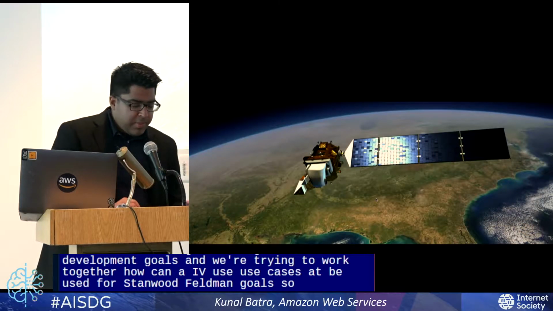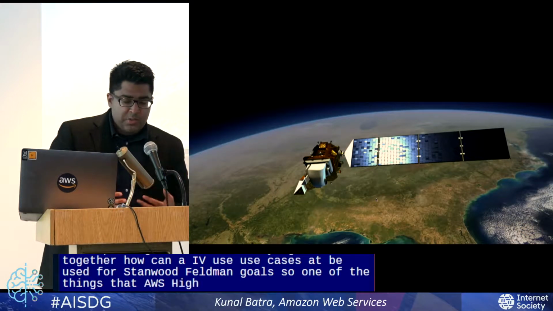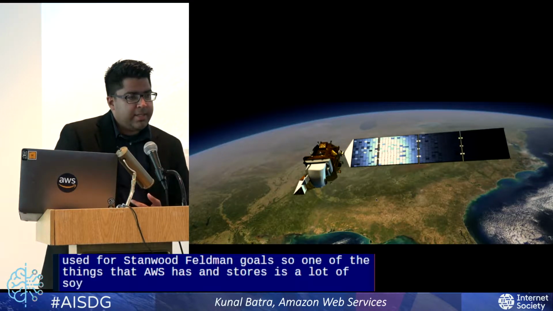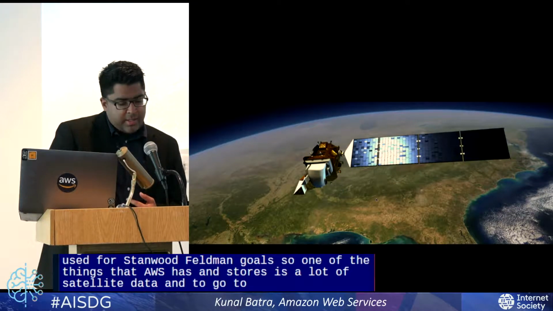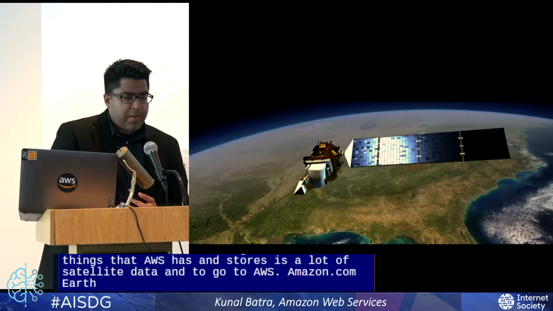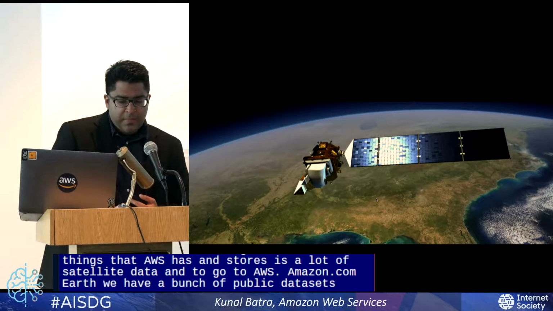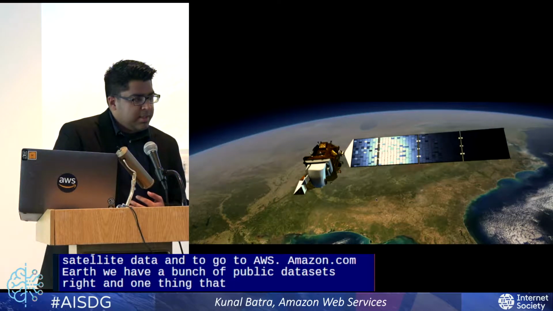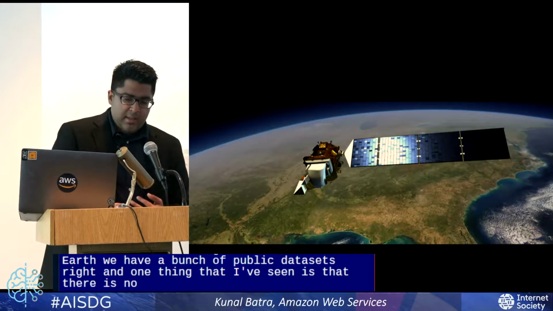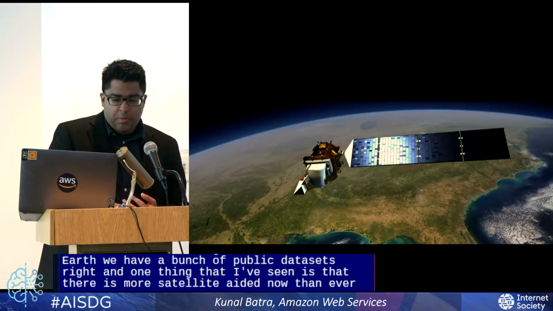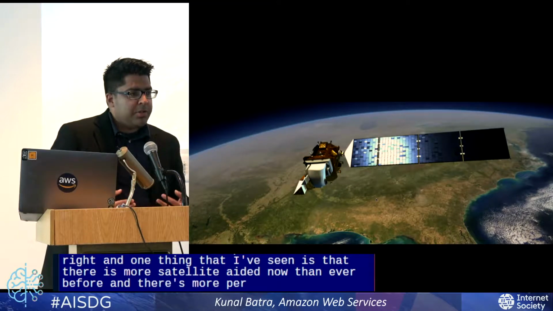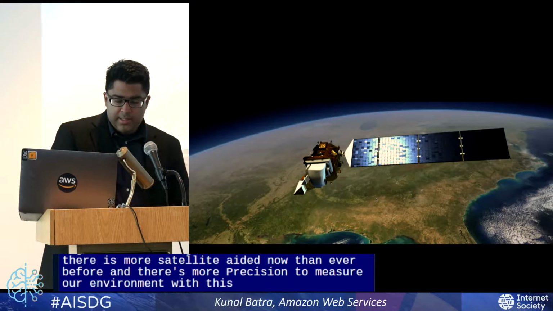One of the things that AWS has and stores is a lot of satellite data. And if you go to aws.amazon.com/earth, we have a bunch of public data sets, right? The one thing that I've seen is that there is more satellite data now than ever before. And there's more precision to measure our environment with this satellite data.